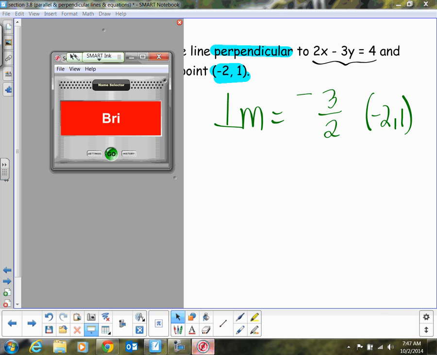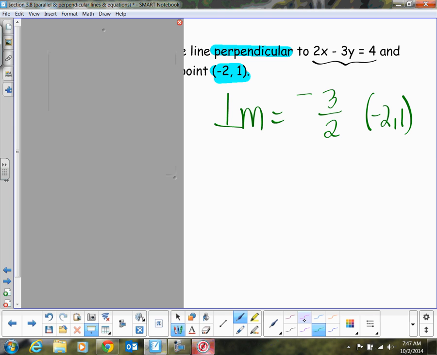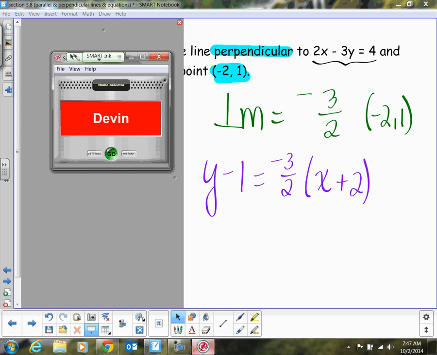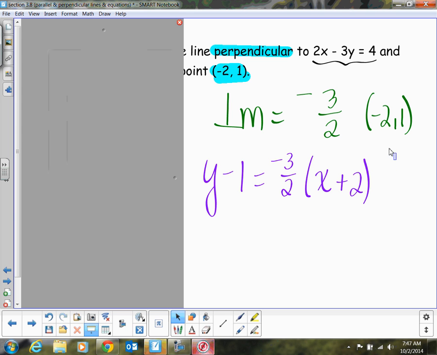So to write the equation of the line, how do you want to begin? This goes to Devin. Okay, so we're going to do y minus y1. So it's going to be y minus 1 is equal to negative 3/2 times x, and it's minus a minus 2, correct. All right, so from here, let's put it in slope-intercept form. Maybe we'll put this one in standard form. We're going to go for standard. What am I going to have to do next, Bree?